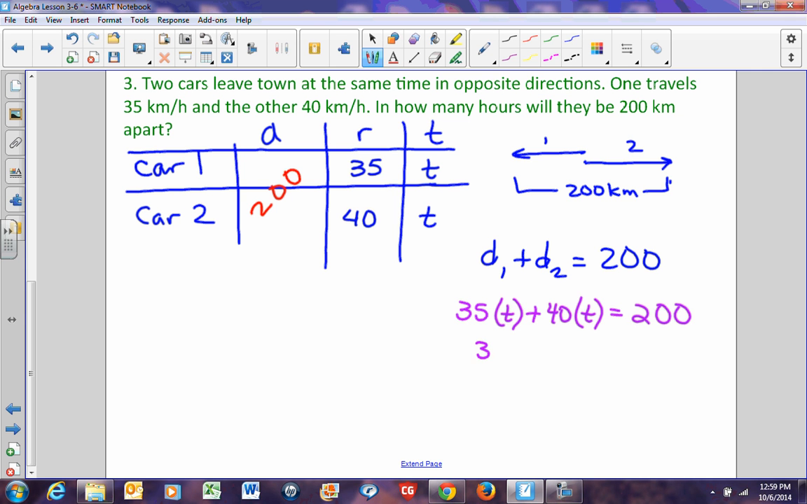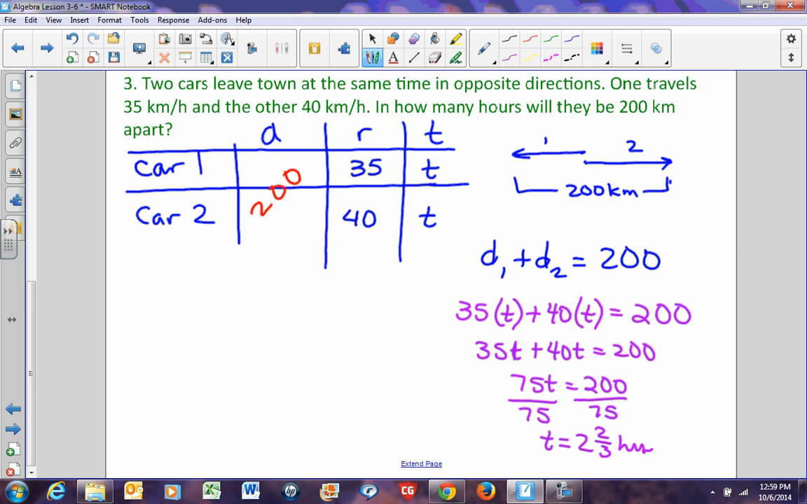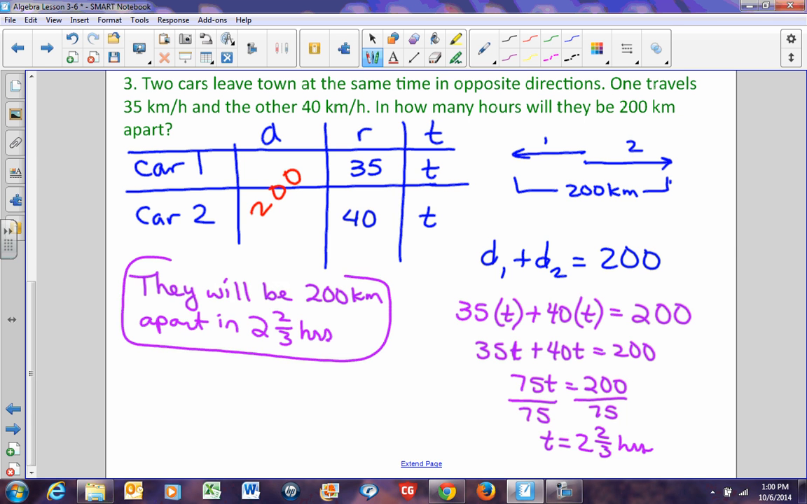So 35t plus 40t has to equal 200. Add those together, 75t has to equal 200. Divide by 75. 200 divided by 75 is, again, a decimal that doesn't terminate. It's 0.6 again, so it's 2.6 repeating, which is 2 2/3 hours. And it asked, how many hours will they be 200 kilometers apart? They will be 200 kilometers apart in 2 2/3 hours. That's the answer to that problem. Slightly different than the first two.